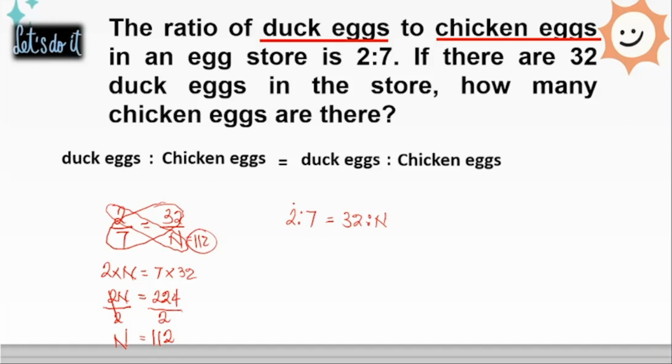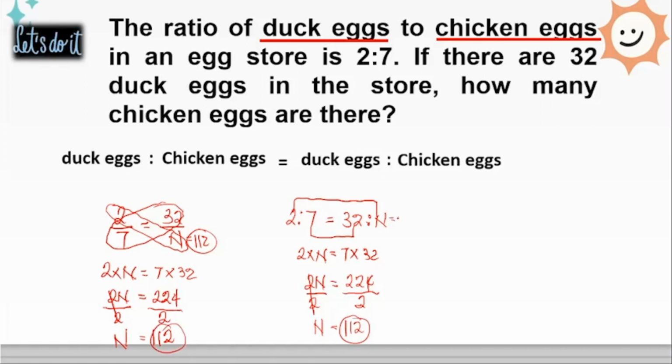Ito naman, column form. So, gawin natin, multiply the extremes, then multiply the means. So, 2 times n is equal to 7 times 32. So, parang fraction form din ang pattern. So, 2 times n is equal to 2n, 7 times 32 is equal to 224. Then, divide both sides by 2. So, cancel 2, matitira ay si n. 224 divided by 2 is 112. So, same lang din ang sagot. Tama? So, si n dito ay 112.